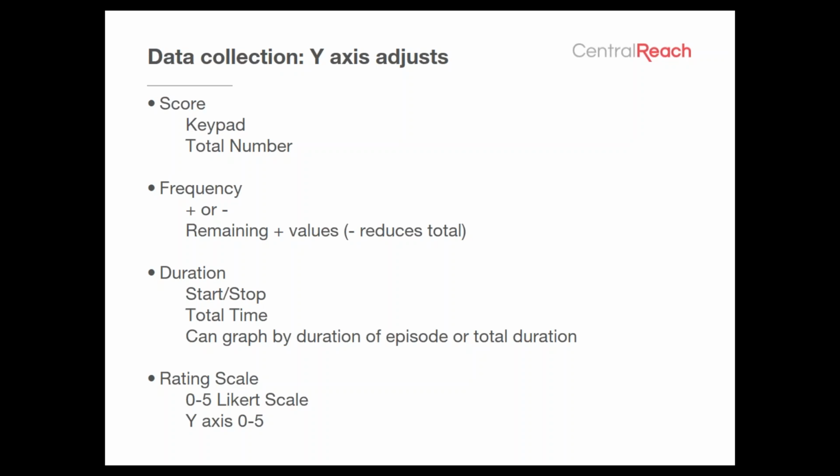Next one we got is duration. So with duration, you're given the option to start or stop. So very similar to what we were talking about with score. If I want to know the total duration of an episode, I will start the timer when the episode starts. I will end the timer when the episode stops, and then I can hit graph.